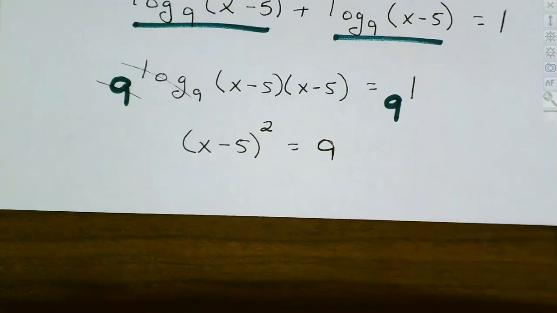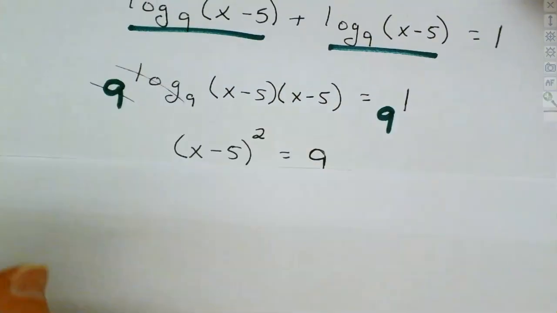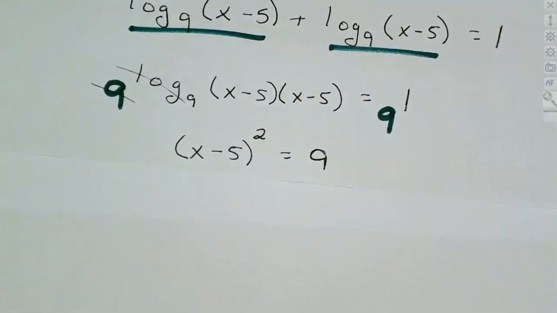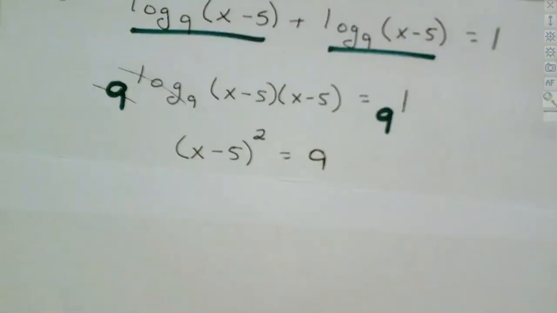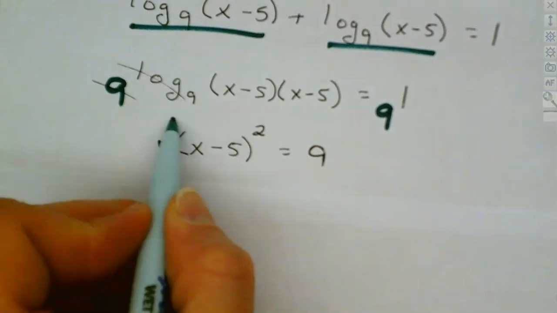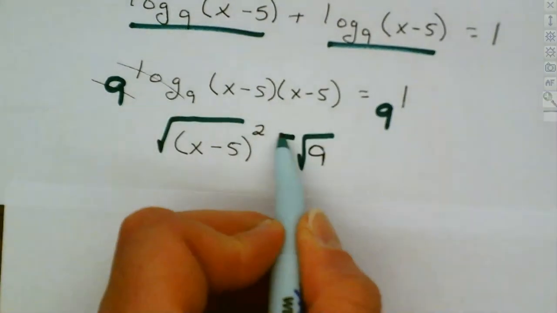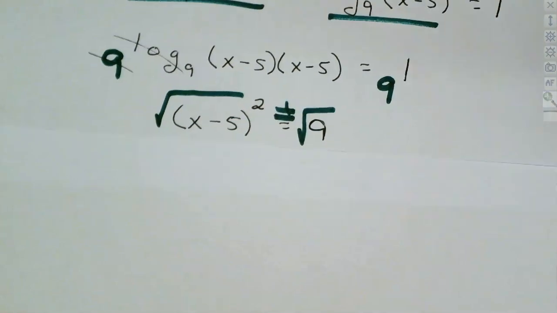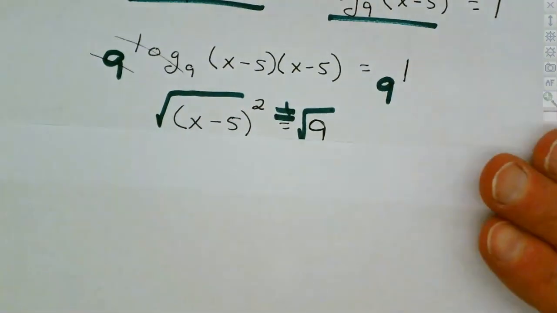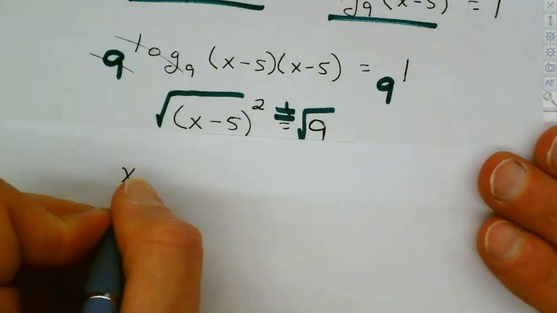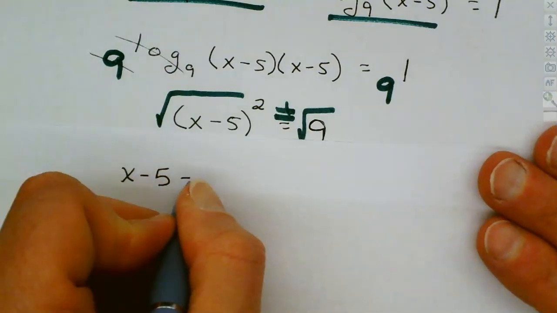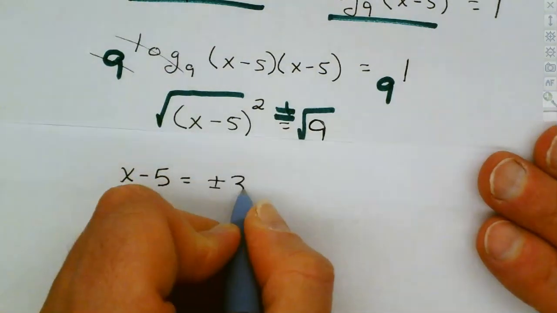And whenever we take a square root, what does that induce? Plus or what? Plus or minus. So make sure you're careful with that. When you take that square root, make sure you add on that plus or minus. And what's the square root of 9? 3. So that's going to give you now x minus 5 equals plus or minus 3.